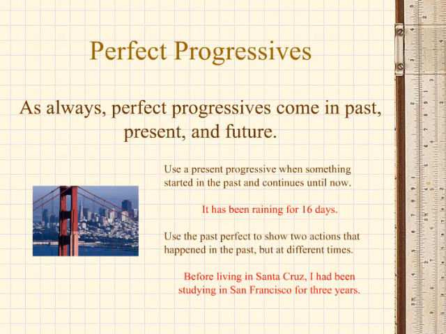Future perfect progressives are the final verb tense on our agenda. We use this verb tense when we want to know or tell someone how long an action has been happening at a future point. We form the future perfect progressive by combining will have been with a verb ending in ing. For example, by 2009, I will have been graduated from high school for 10 years.